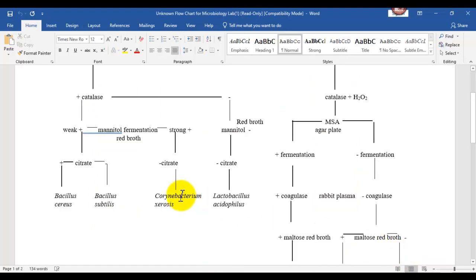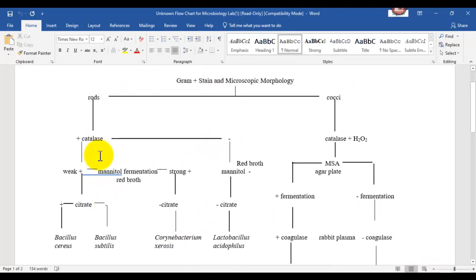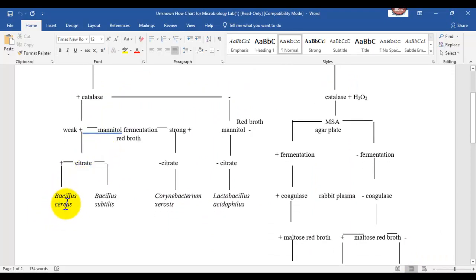So, dramatic conclusion, you started up here, you had rods, you have what's called Bacillus cereus. If the citrate had been negative, you see the catalase is positive, it was a weak orange color here, but the citrate was negative, you would have had Bacillus subtilis.